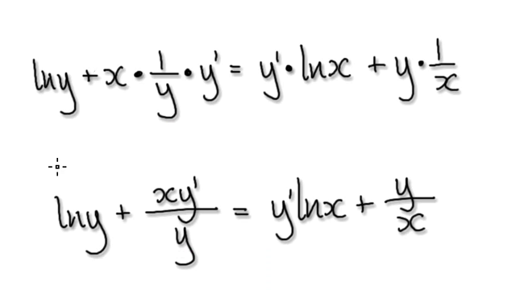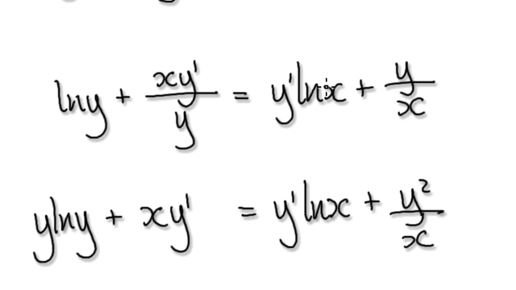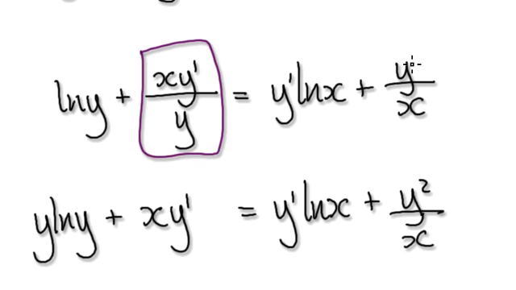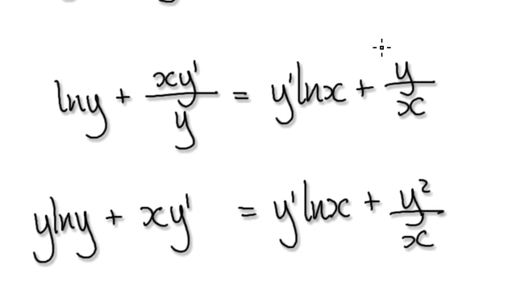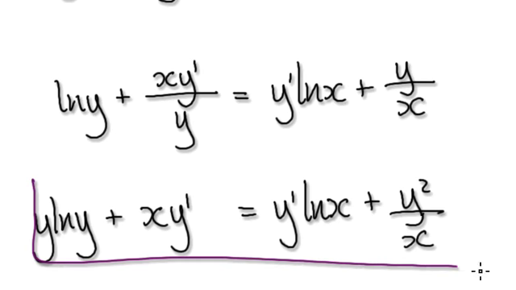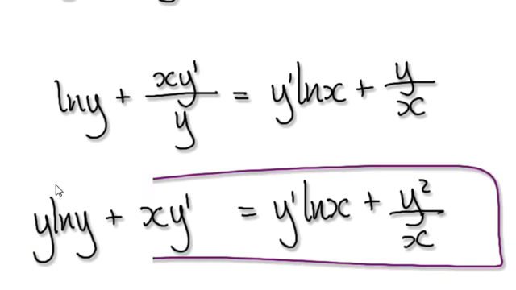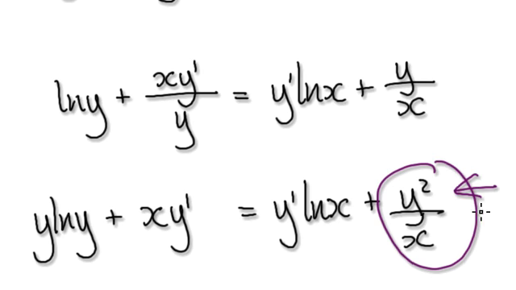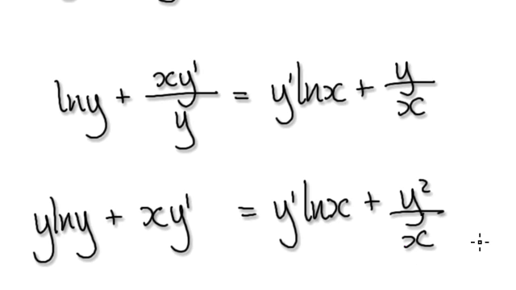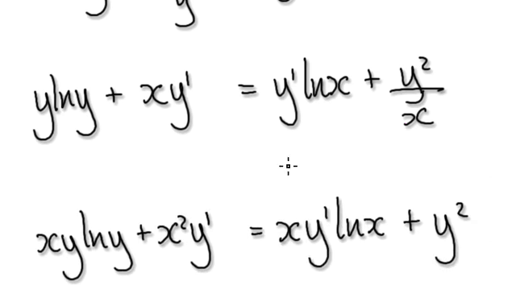Now times both sides by y. At the moment you've got two layers here. Get everything onto one layer. So times everything by y. Then that will give you this. And then here you still got two layers. So now times everything by x. That will then give you this. Now everything's on one layer.